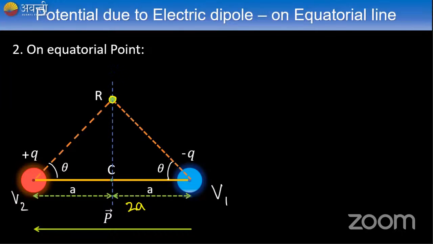if we consider a point R along the midpoint, what do you find? What would be my V_R or V net, the net potential at this point? Guys, someone tell me the answer quickly. What can you guess? What would my answer be?